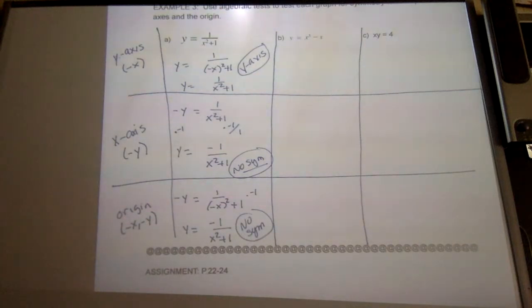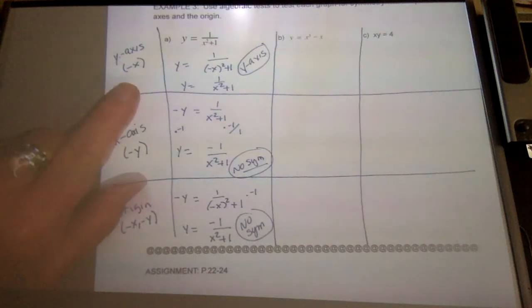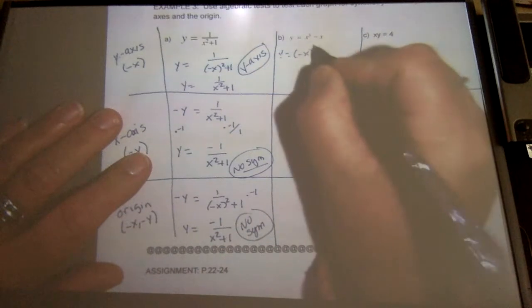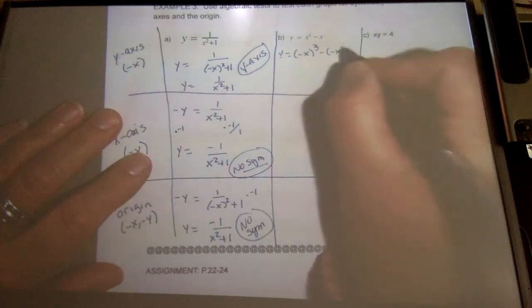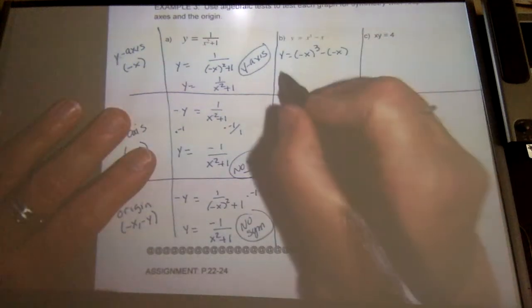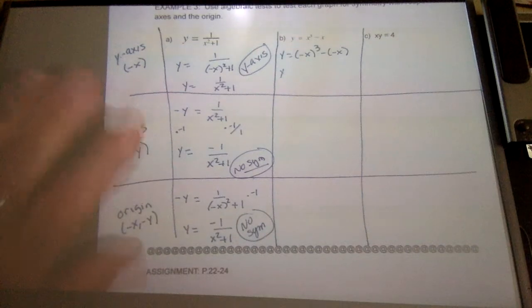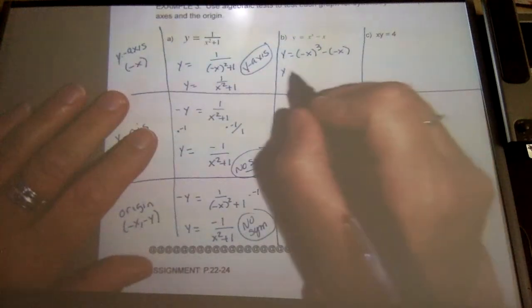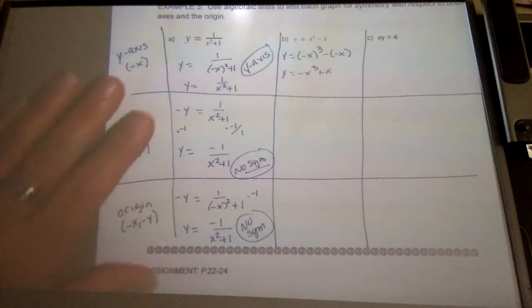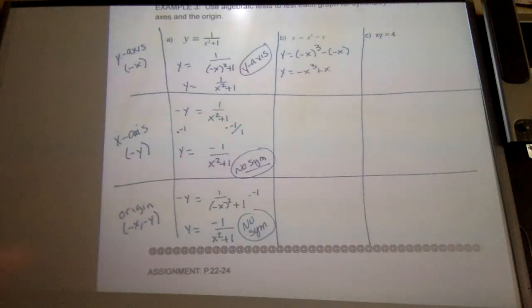Okay, let's look at B. Plug in a negative x. So I get a negative x cubed minus a negative x. So this gives us, when I cube a negative, what happens? It becomes a negative. Subtract a negative, we get a positive. So are these two the same? No.